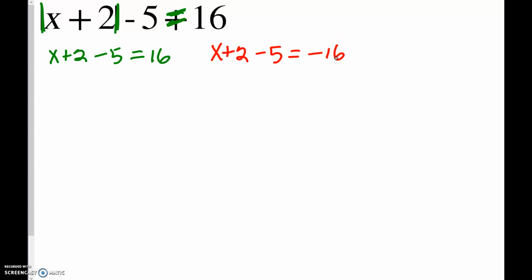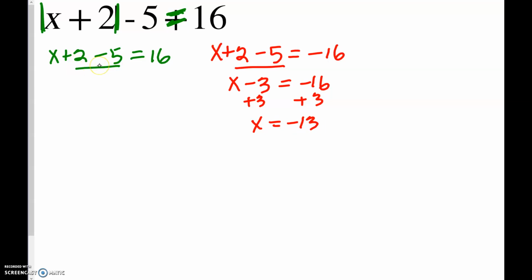So let's go ahead and solve these. I'm just going to do the red one first because I have the red pen. So 2 minus 5 is going to be x minus 3 equals negative 16. And I'm going to add 3 and add 3. So I get x equals negative 13. All right, go back to the green one here. Same thing, 2 minus 5 is still a negative 3. So x minus 3 equals 16. I'm going to add 3 and add 3. So I get x equals 19.